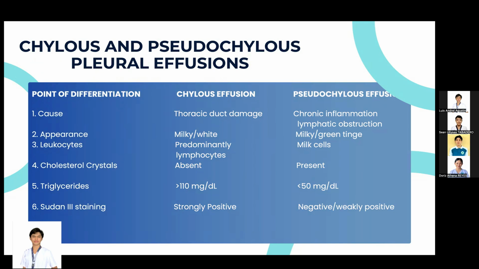For the cause of chylous effusion, it is caused by thoracic duct damage, often due to a trauma or tumor. For pseudochylus, chronic inflammation like tuberculosis or rheumatoid arthritis. The thoracic duct is the main lymph vessel. Damage leaks chyle, lymph fluid containing emulsified fats.